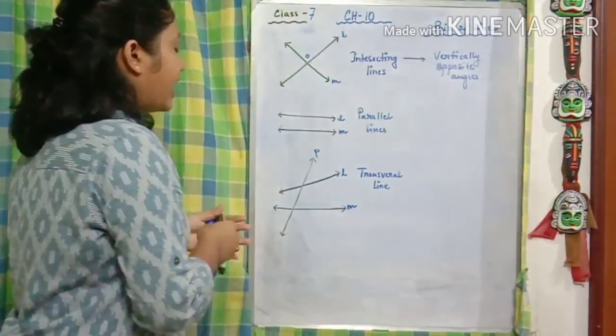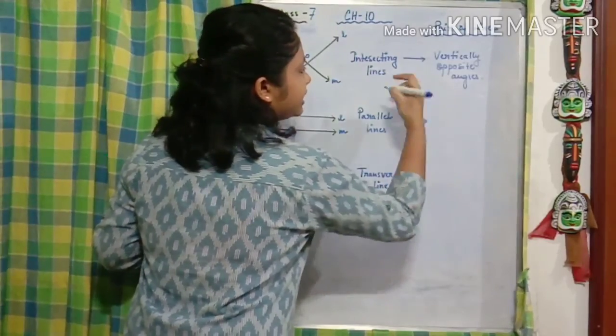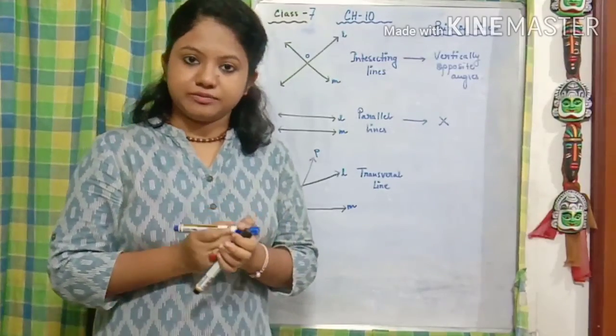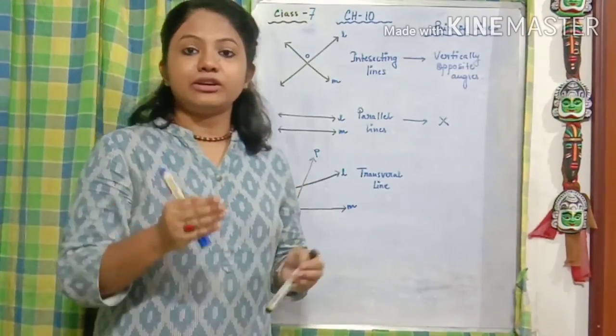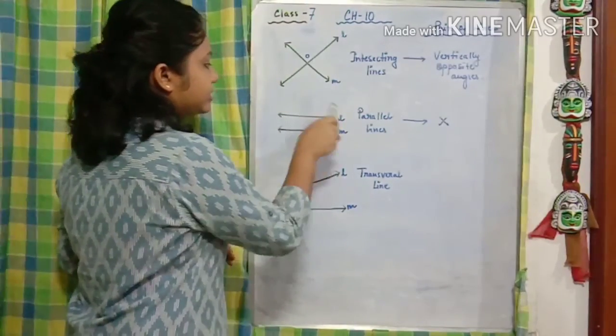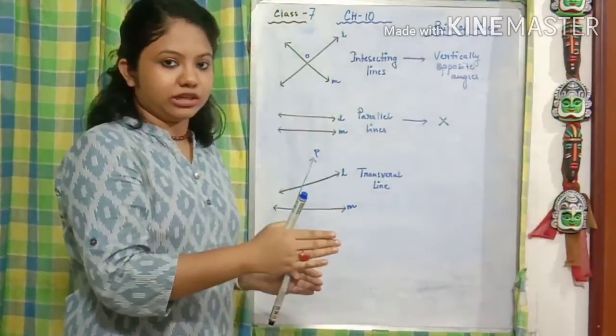And which kind of angles are forming? There are no angles it can form, because the lines are not touching each other at any point. That is the main criterion for forming an angle, right? So here in this figure, L and M are both parallel to each other.